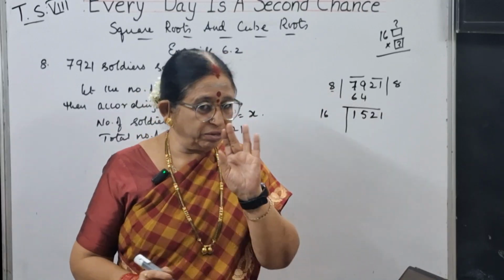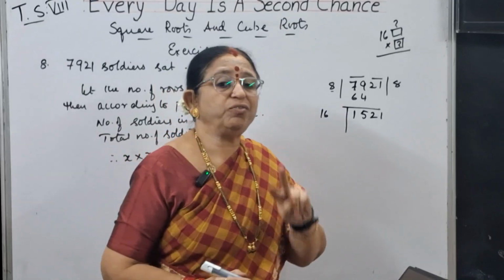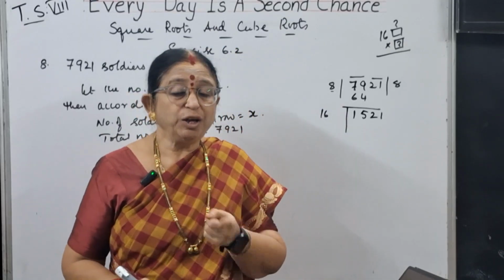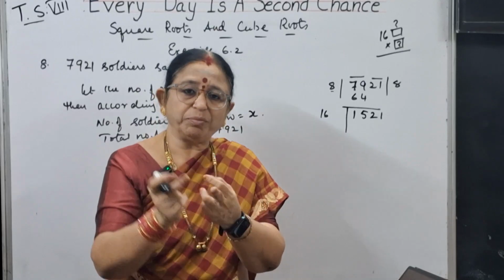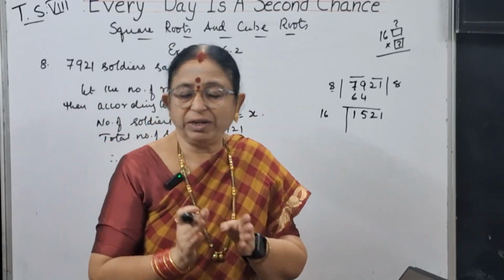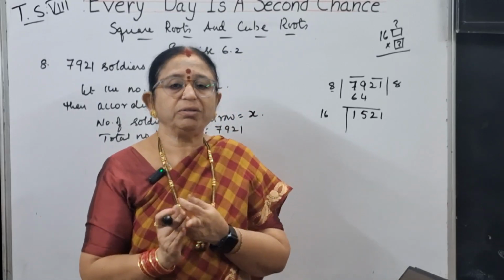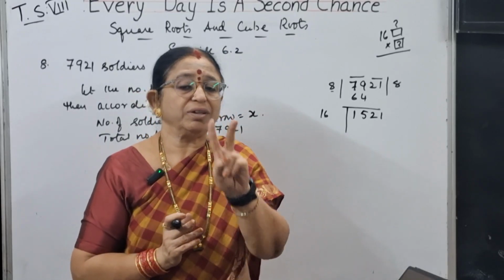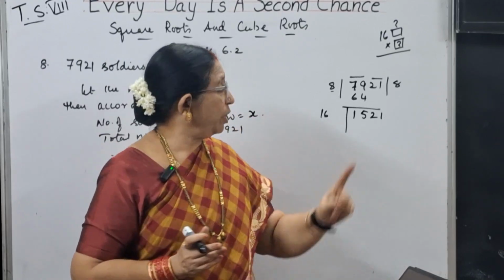Definitely you will get only 2 numbers which will give you units place 1. Why? Because whichever number you are taking, you should multiply the number with the same number, not another number, because we are finding square roots, number into the same number. So 1 in units place will come in 2 cases. 1 one is 1, 9 nines are 81. So 1 one is 1.